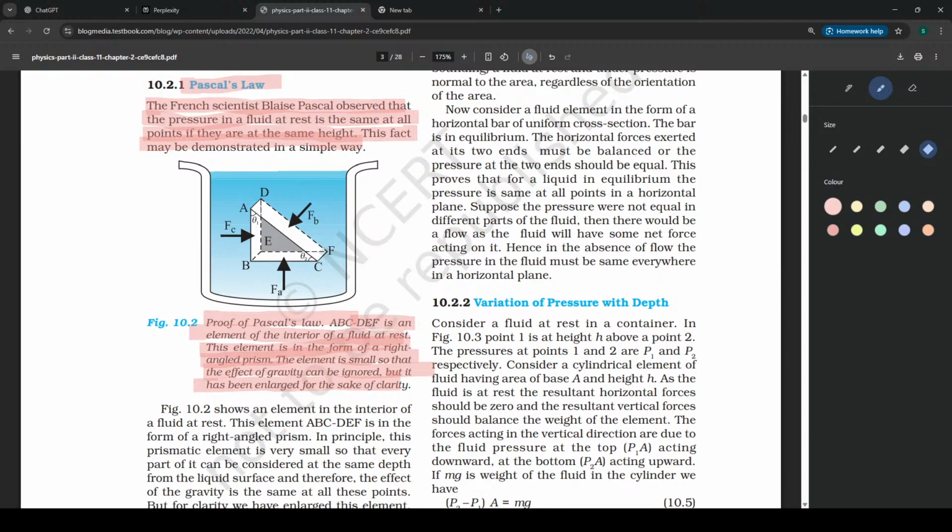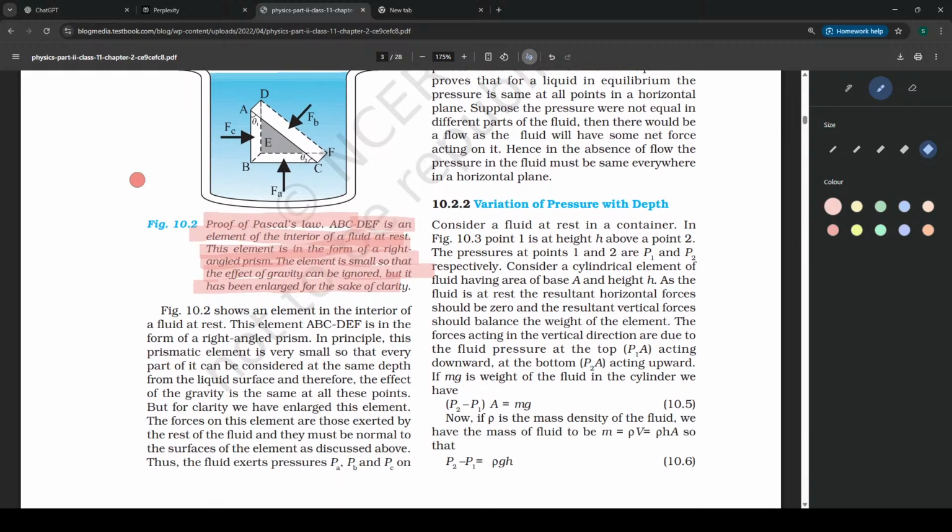Okay, what they are saying is this is a prism-like object, basically a triangle, but it has depth also. It's not a 2D shape but a 3D shape. It is a kind of prism, and it is a right-angled prism. It is very small, but for us to understand, it is enlarged. Because it is very small, the mass of water in this area is neglected, so gravity is also neglected.